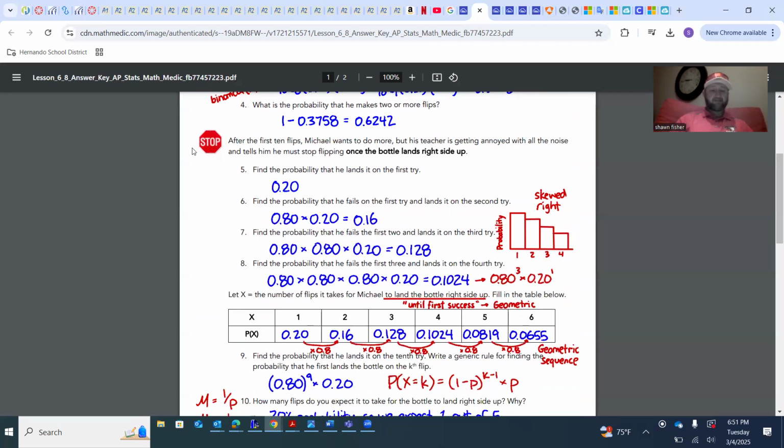Geometric. Same thing. After the first 10 flips, he wants to do more. The teacher's getting annoyed, tells him to stop flipping once the bottle lands right side up. So questions 5, 6, 7, and 8 kind of build this formula here. What's the probability he does it on the first try? What's the probability that he fails on the first and then gets it on the second? So we're kind of building up.